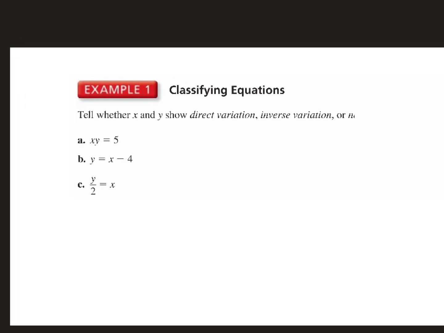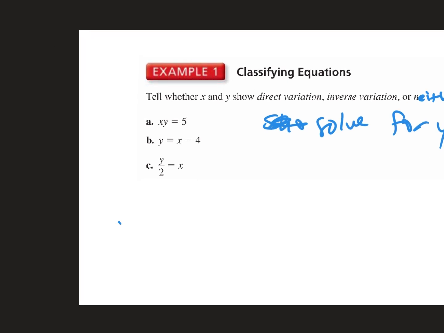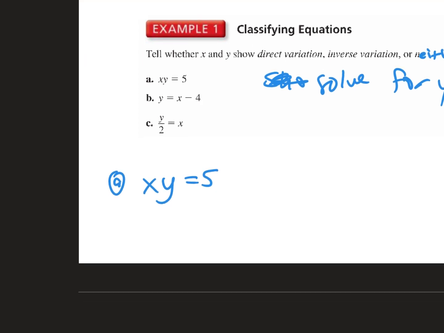It says, tell whether x and y show direct, indirect, or inverse, or neither. So the first thing you're going to do and how you figure this out is you solve for y. And then let's look at it. So in letter A, A says xy equals 5. Solve the equation for y. So what do I do? Divide both sides by what? Divide by x. So y equals 5 over x.